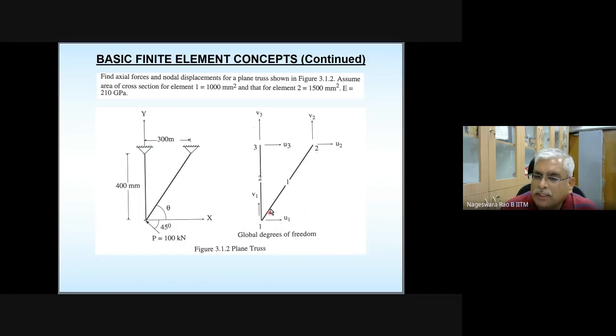So once again, come back here. For element 1, this is local node 1. For element 2 also, this is local node 1. All other nodes' displacements are fixed. So finally, I'm going to get a global equation system which is 2 by 2 only, because only one node is free to move. All other nodes are fixed.